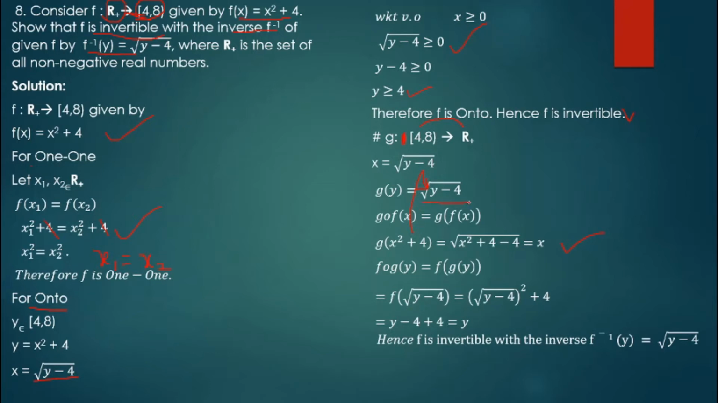Root of y minus 4, that we write over here. Then we substitute in place of x in x square plus 4, and then root of y minus 4 the whole square. When we square, the root goes, and what is remaining? y minus 4 plus 4, so that is minus 4 plus 4, 0, and we have y, that is equal to iy. So fog also we have proved.